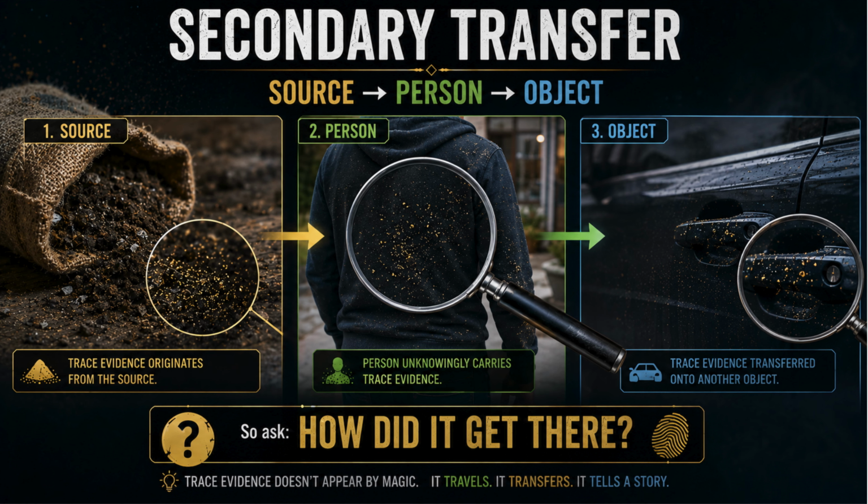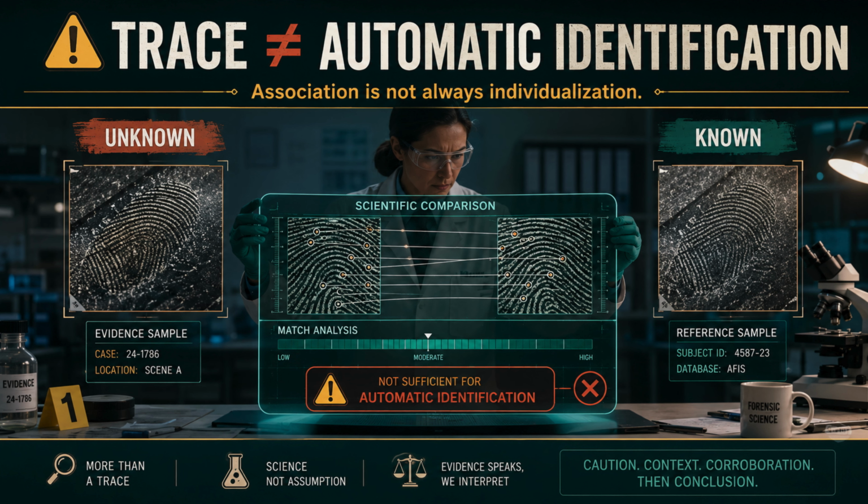Why is this important? Because finding a trace material on someone does not automatically mean that person directly interacted with the original source. There may have been an intermediate transfer. This is one reason forensic scientists must be cautious when interpreting trace evidence. The presence of a material can be meaningful, but investigators must always consider how the material could have arrived there. This is one of the most important concepts for UGC NET.